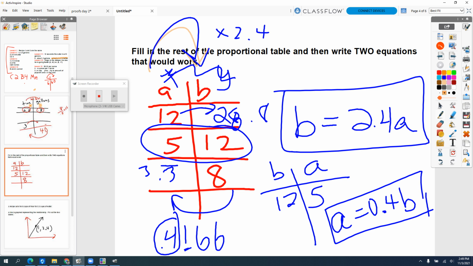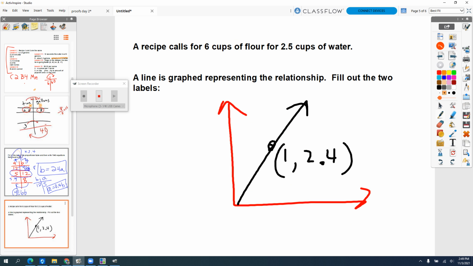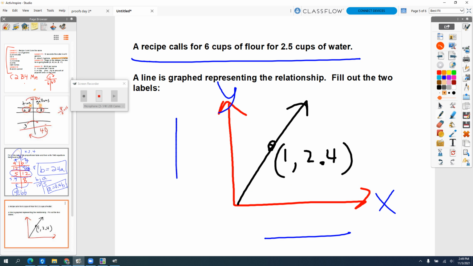There's only going to be 3 questions we're going to have to do. Here's another one. Say you're given this information and you have a line that's graphed. I want you to fill out the two tables, meaning I want you to tell us what is the x-coordinate and what's the y-coordinate. What would you label these two parts of the graph? And then third, I want you to tell me, what does this mean?